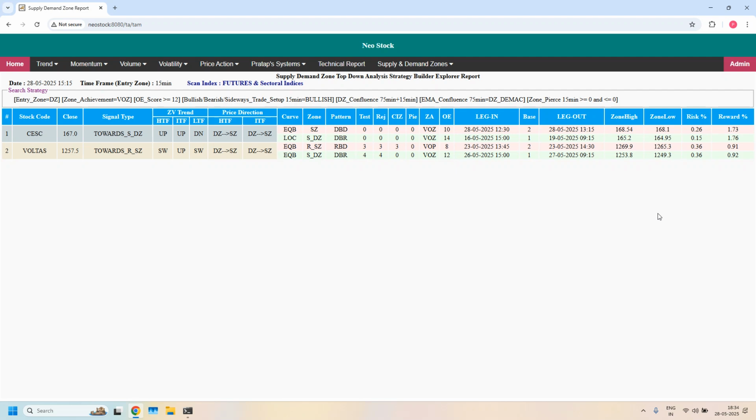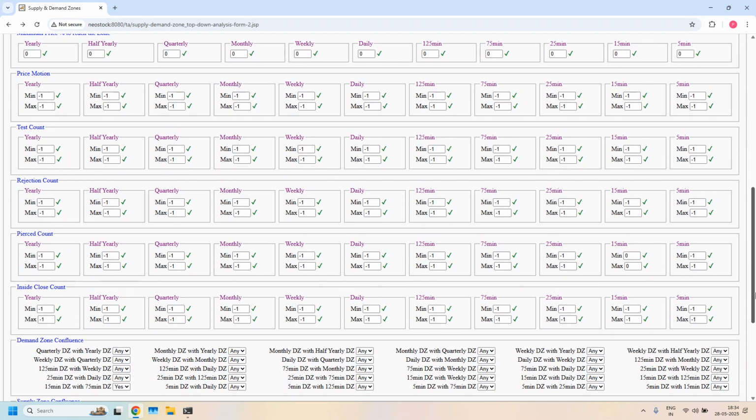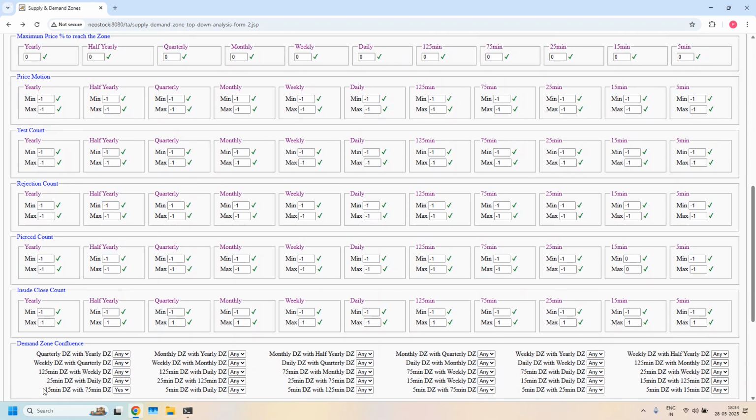Okay, next we will look into LTF, ITF and even HTF demand zone confluence supported stocks. I am removing EMA filter. In the demand zone confluence, 3 filters we have to set. First one is enabled already. Next 15 minutes and daily demand zone confluence. 75 minutes and daily demand zone confluence.